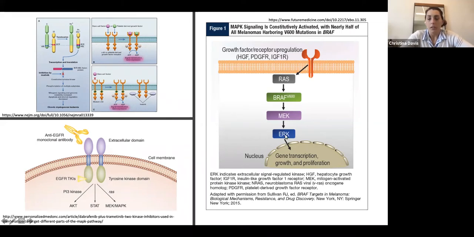And then my personal favorite is the MAP kinase pathway. So this is looking at really BRAF and MEK and the role that it plays in metastatic melanoma. So again, very typical tyrosine kinase pathway here, where this being active leads to gene transcription, growth, proliferation, etc. And we have BRAF and MEK inhibitors that target this pathway.